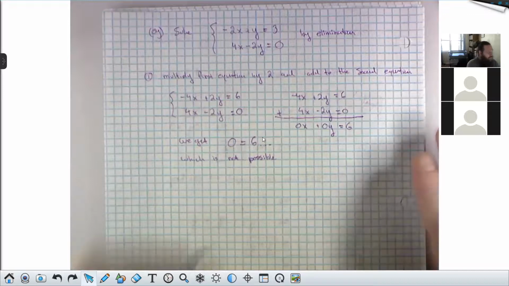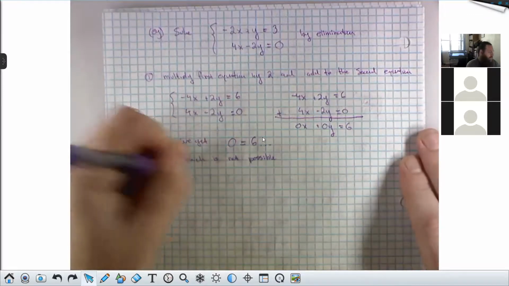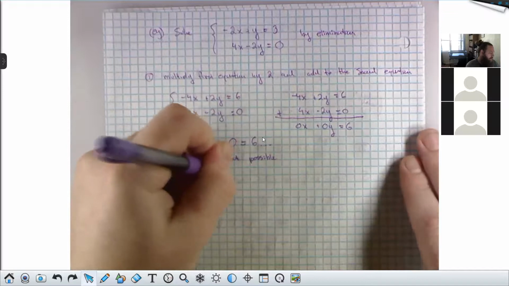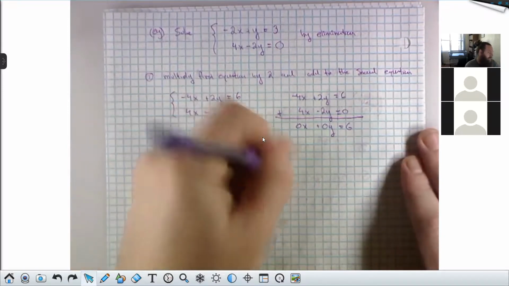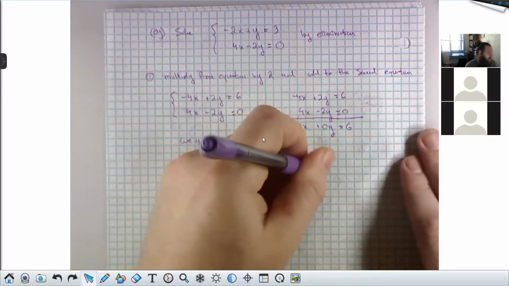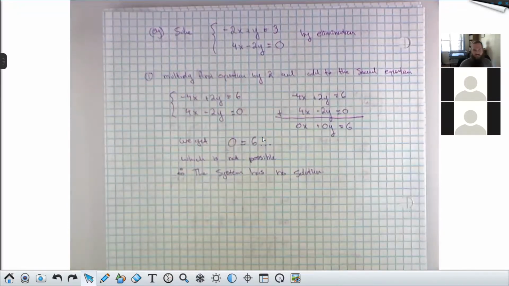So this means there's no solution. We call such a system inconsistent. All right, if a system has no solution, we call it inconsistent. 0 is not equal to 6, but this system is equivalent to saying 0 equals 6. So this system can't possibly have a solution.